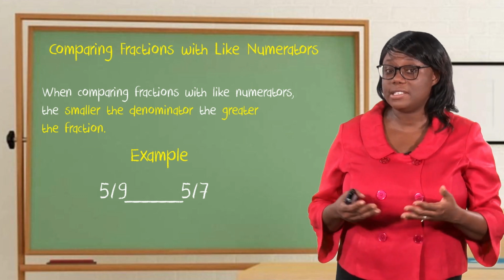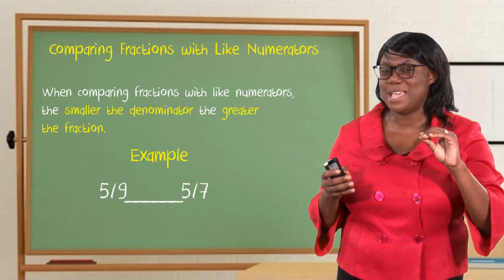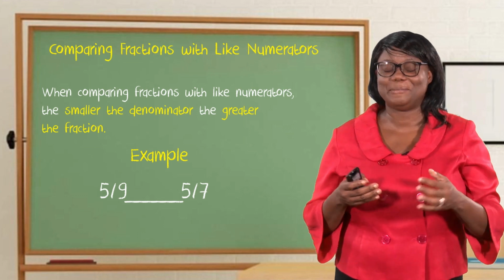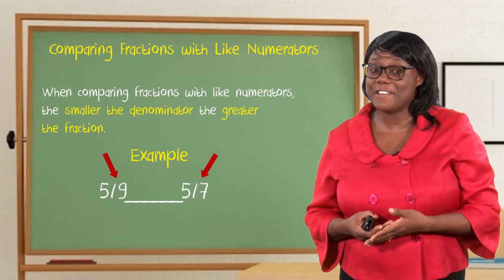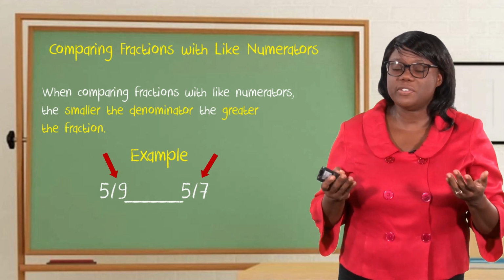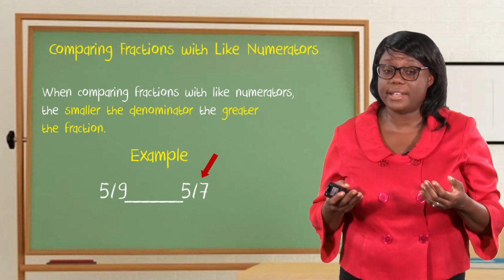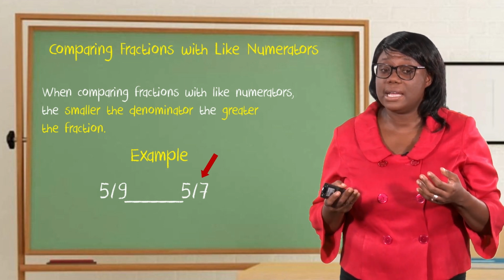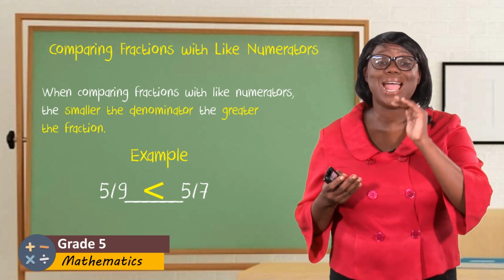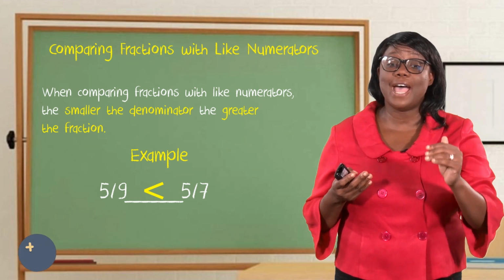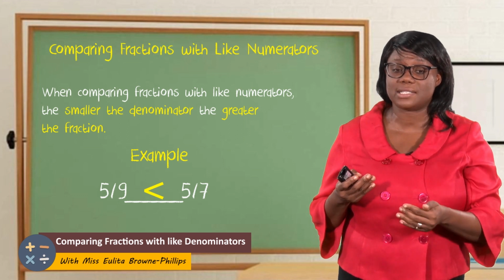5/9, 5/7. Both of our numerators are the same, so our work is made super easy. So our denominators are 9 and 7. Which of the two numbers are smaller? Yes, 7. So it therefore means that 5/7 would be the greater fraction. So your answer should read 5/9 is less than 5/7.